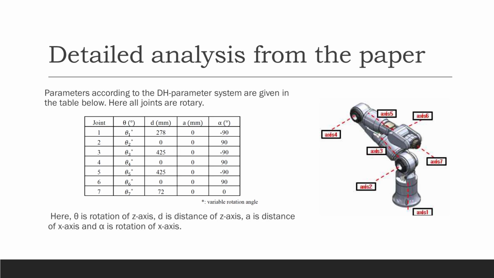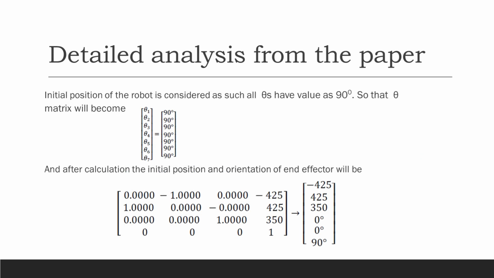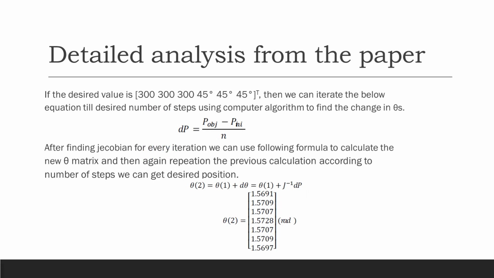Position and orientation parameters are given in the table according to the DH parameter system. Initial joint angles are assumed and then the initial position of the end effector is calculated as the matrix on the right side of the presentation. Considering the desired position and number of steps, the change in position and orientation, dp, is calculated, and this dp is used to calculate new joint angles. These new joint angles are used to calculate the new position of the end effector, and this process is repeated until the desired step or until the desired position is achieved.